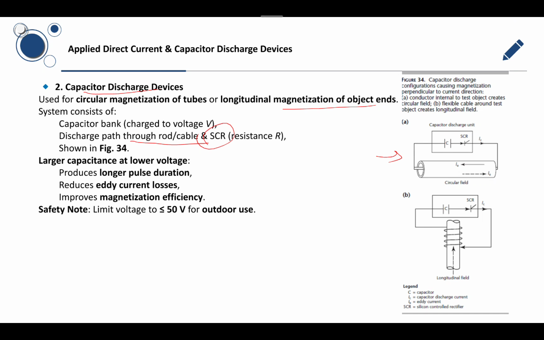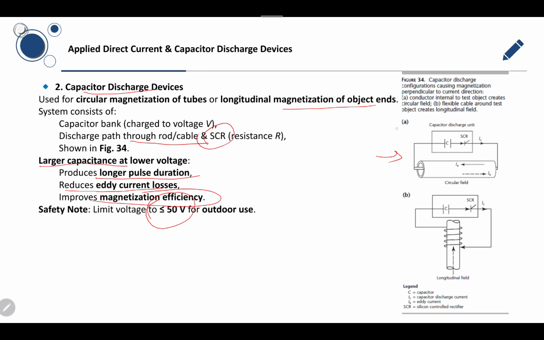An important design consideration: a larger capacitance at a lower voltage will produce a longer pulse duration. This longer pulse helps to reduce the eddy current losses and it improves magnetization efficiency. What is the safety note? For outdoor use, the voltage should be limited to only 50 volts to ensure operator safety.